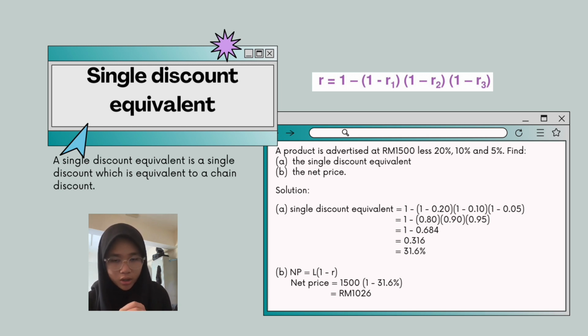We just put everything into the formula to get the answer, and to get the net price, we just take the list price given and minus it with the single discount equivalent that we got just now.